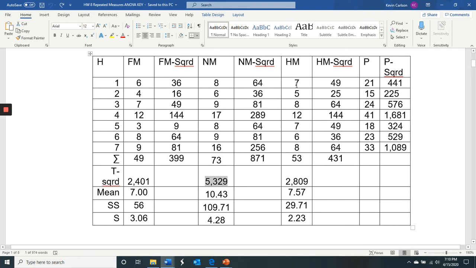And then half moon. We add the scores together. This is our T. T squared is 53 times 53. So 2,809.